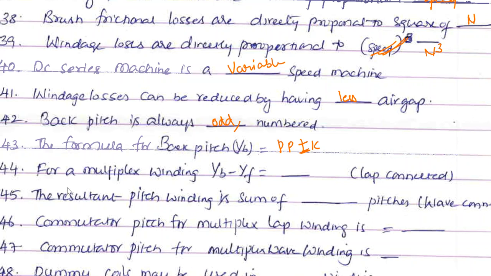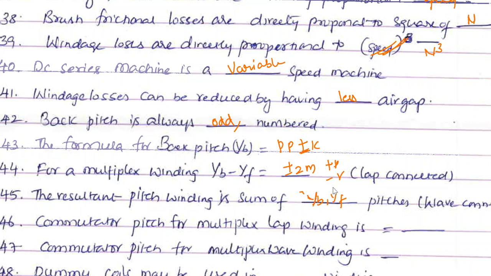Next one, the 44th question here. For a multiplex winding, the difference between the back pitch and front pitch, say for lap connected winding, will be equal to plus or minus 2m. Here m is plus for progressive winding, minus for retrogressive winding. Next one, the resultant pitch of winding is a sum of dash pitches. 45th question here. It is a sum of the back pitch and front pitch, Y_B, Y_F.